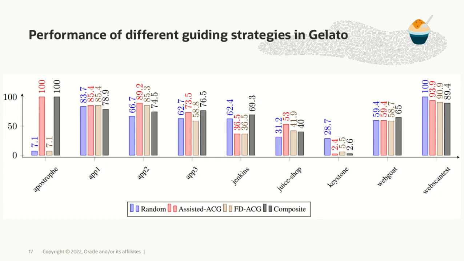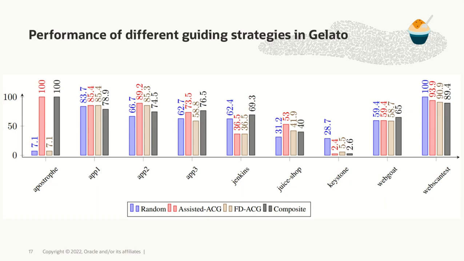To understand the different strategies that we use for guiding our crawler, we have chosen four strategies. The first one is purely random, which selects the next event randomly. The second one is called assisted ACG, where we provide manually crafted models for the call graph when it is not able to detect edges. The third one is a feedback-driven approach where we refine the call graph fully automatically at runtime. And the fourth one is the composite approach, which combines all the previous ones.